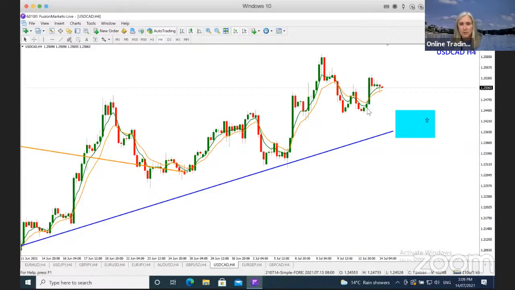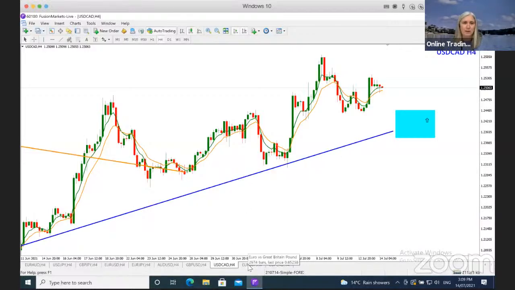So anything that would come down closer possibly to this trend line. So I would like to see a little bit of a dip first. So maybe another 4 candles or so in that direction, and then looking for opportunities for a long then.